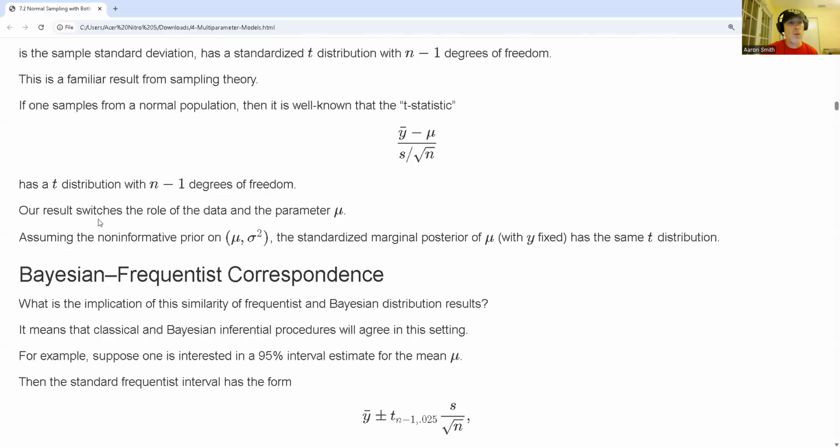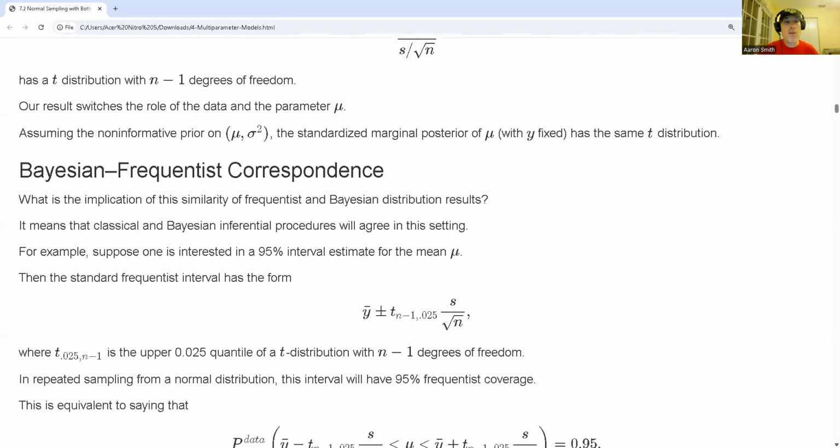Our result switches the role of the data and the parameter mu. By assuming the non-informative prior on mu and sigma squared, the standardized marginal posterior of mu with fixed data has the same t distribution that we would get in the classic frequentist approach. I mean, that to me verifies the Bayesian approach works, because it ultimately shows that the Bayesian approach is a generalization of the tools that are already established in the frequentist toolbox.